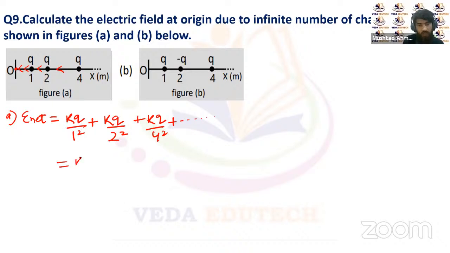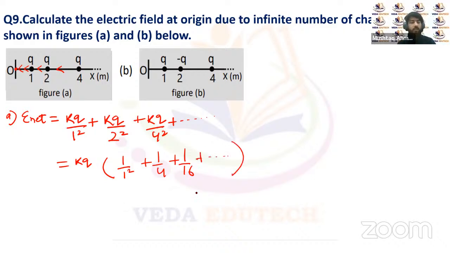Now if we take kq as common, we are left with 1 upon 1 square, plus 1 upon 4, plus 1 upon 16, and so on. So the net electric field at the origin O is kq times this series. It means we have to find the sum of this series to calculate the net field at the point O.